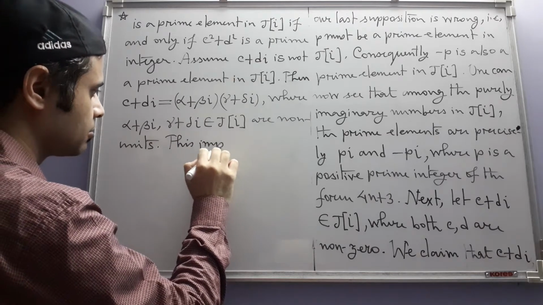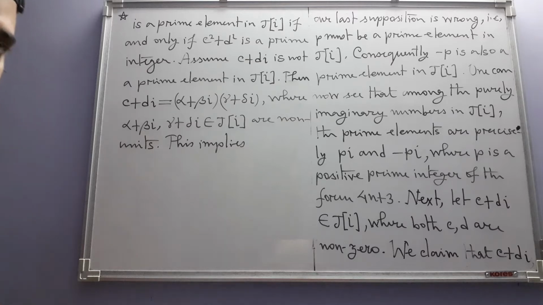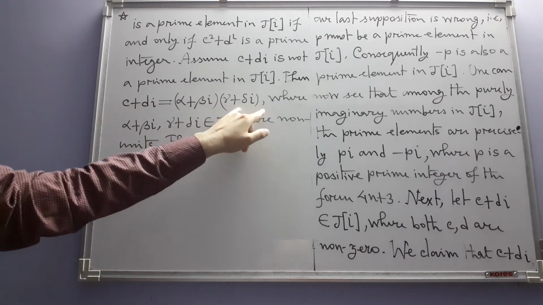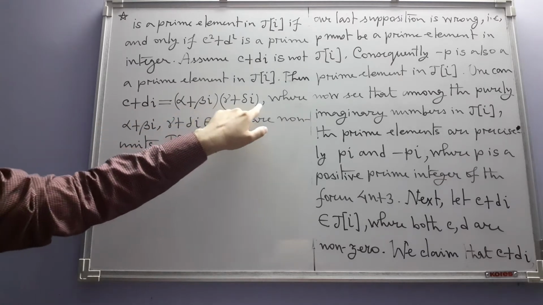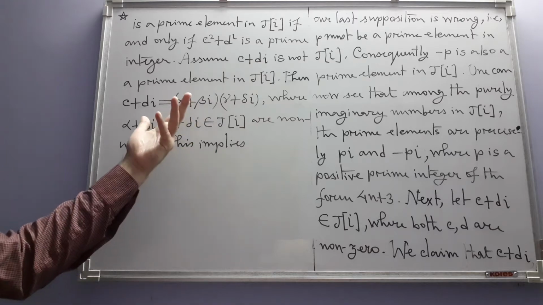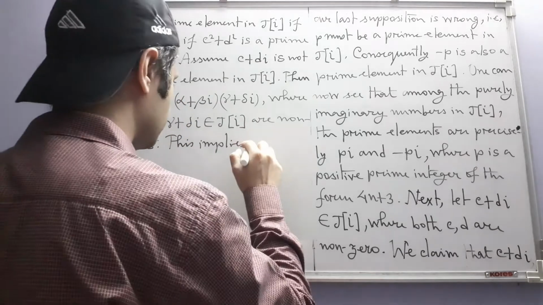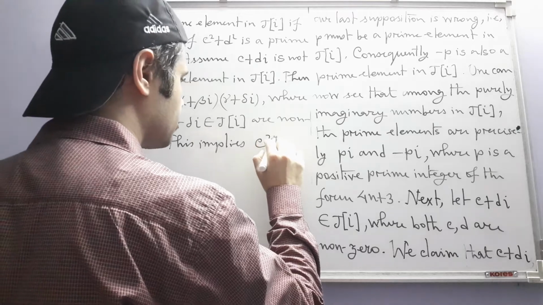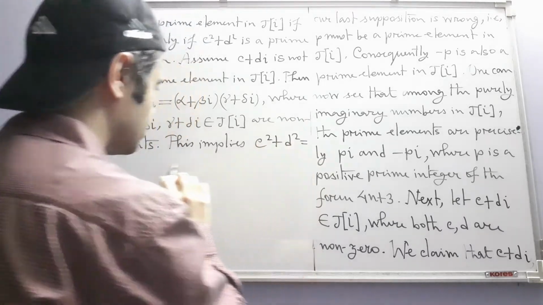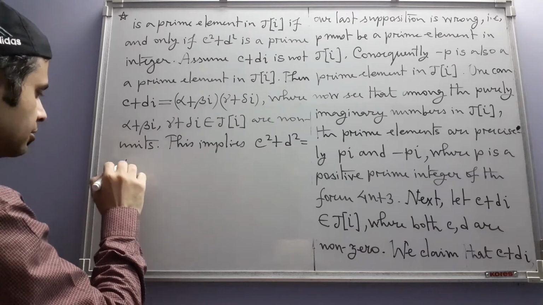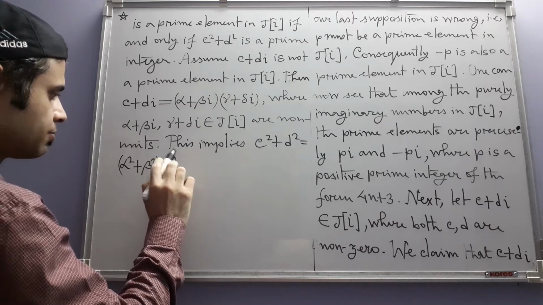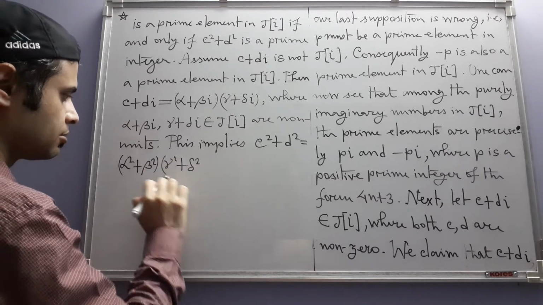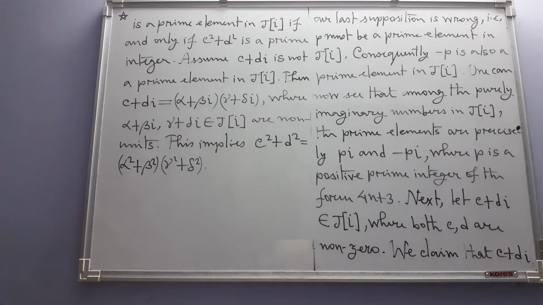This implies, we have already seen these steps. You take the complex conjugate on both sides, you get C minus di is equal to alpha minus beta I times gamma minus delta I. Then we multiply those two equations, and doing that gives us C square plus D square. Here we are not writing in detail, we know what we are doing: alpha square plus beta square times gamma square plus delta square.